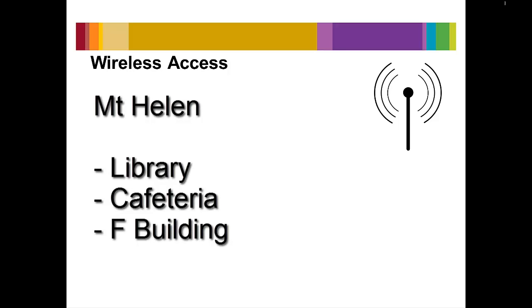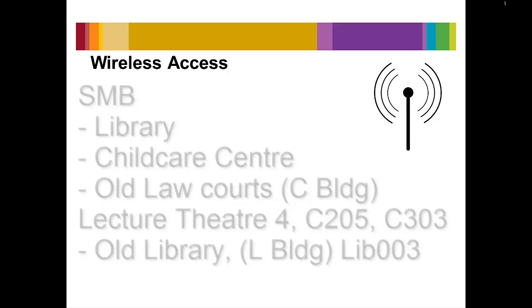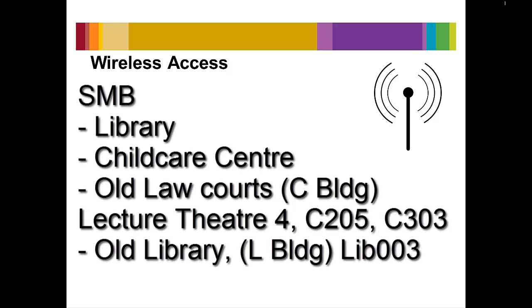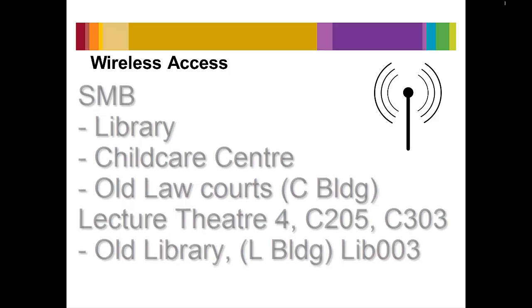Students with their own laptops or other portable devices are able to access wireless in selected buildings. At Mount Helen, wireless is available from the library, cafeteria and F building. At SMB, wireless is available from the library, childcare centre, the old law courts, Building C, Lecture Theatre 4 and C205 and C303. The old library, Building L, from Computer Lab, Lib 003.